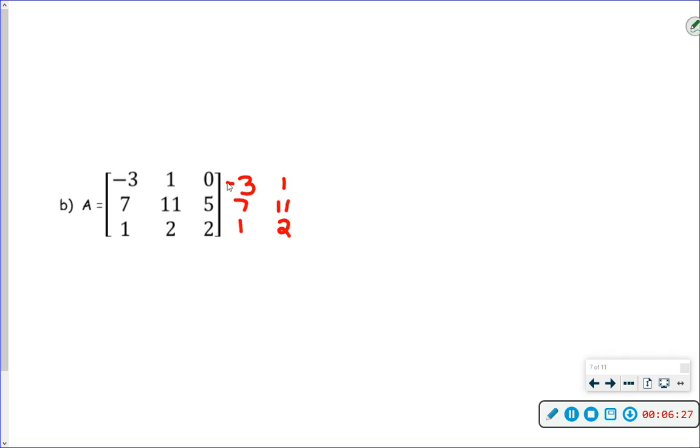Just like 2 by 2, we always start top left, and I'm going to multiply down. So I'm starting here at negative 3. So negative 3 times 11, negative 33 times 2. Now I'm starting in the middle on the top. 1 times 5 times 1. Now I start at 0 at the top. 0 times, well, who cares? Add those up, combine them together. So I'm going to have negative 61 there.